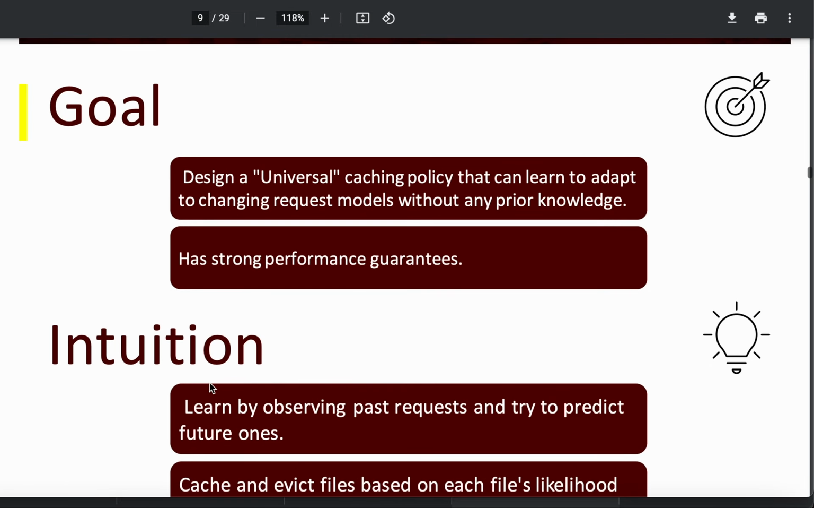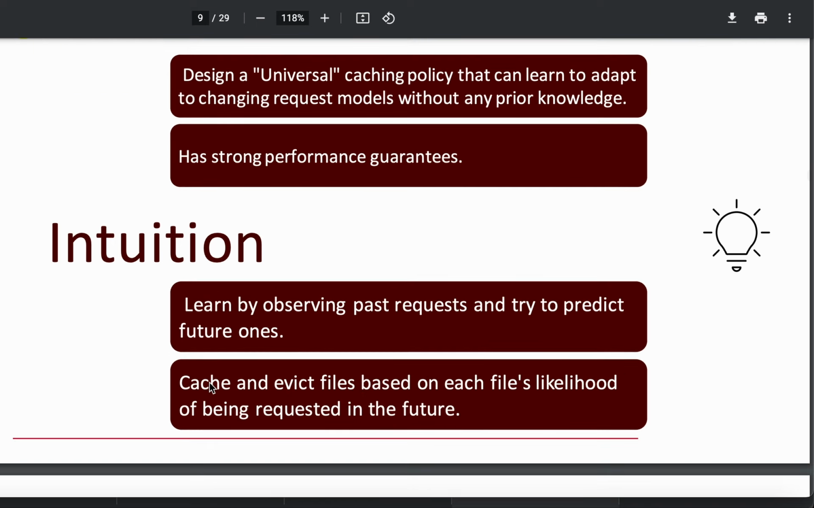Now, what's the goal? The goal is to somehow design a universal caching policy that can learn to adapt to any changing request models without any prior knowledge, right? In doing so, we would also like strong performance guarantees, which can be obtained by doing some regret analysis, so that we know that our caching policy really does work. The intuition is, can we somehow learn from the past requests and try to predict the future ones? Similarly, can we cache and evict files based on a file's likelihood of being requested in the future? That's how the offline algorithm works in hindsight, right? So can we somehow get closer to the offline algorithm?